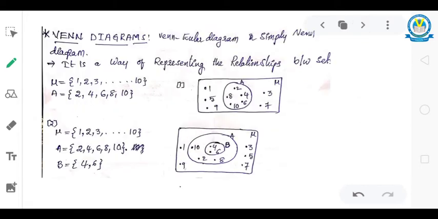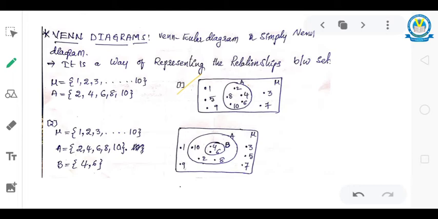Venn diagrams, also called Venn-Euler diagrams, or simply Venn diagrams. A Venn diagram is a way of representing the relationship between sets. Observe the first diagram. Here the universal set equals 1, 2, 3 and so on up to 10. The universal set has the elements 1, 2, 3 and so on up to 10. And here one set is there, that is A. The elements of set A are 2, 4, 6, 8 and 10.